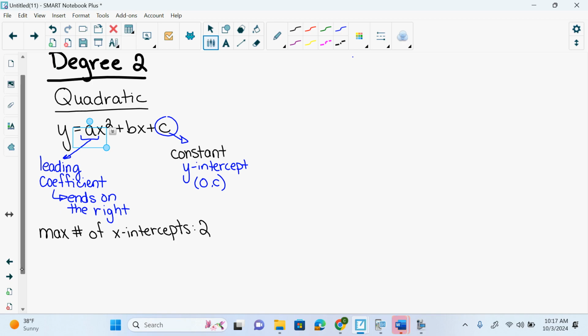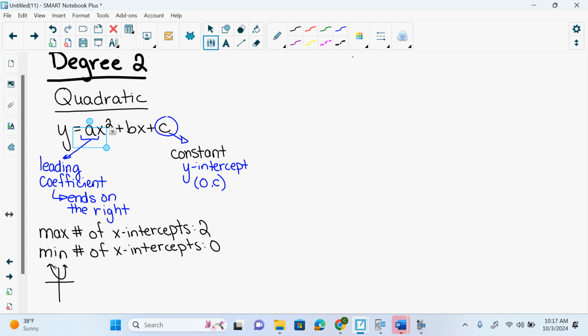We agree? Okay. However, degree 2 and degree 4 have arrows in the same direction. So what is your minimum number of x-intercepts? 0. Because it could be completely above or completely below, correct? Like, for example, that.